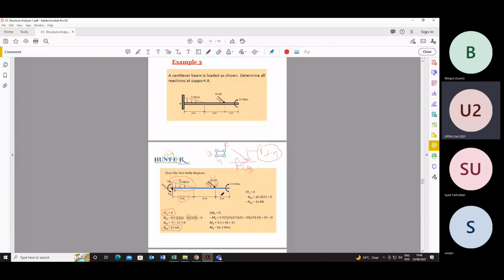If there is minus, it means that RAx, which we have considered in this direction as positive, is coming negative. It means actually RAx is acting in this direction, because we got a negative value. Okay, clear. Now we have RAx and RAy. Now we have to find out the moment. So let's calculate the moment at A is equal to 0.